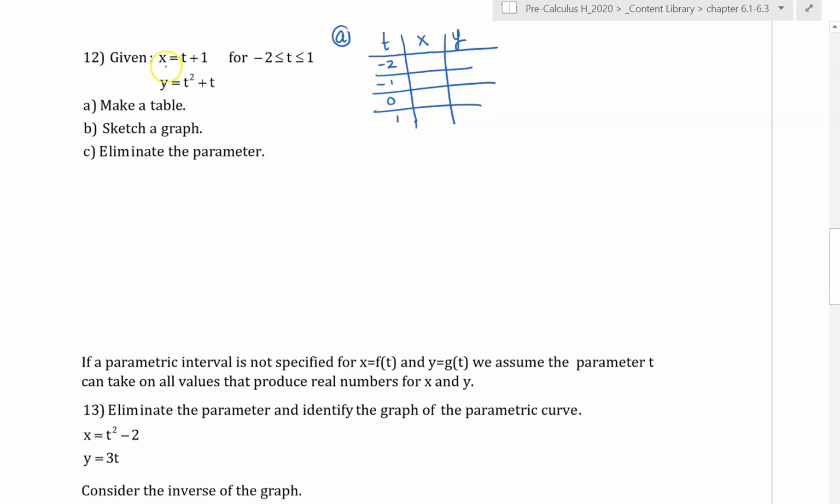So notice x is t plus 1. So I'm going to add 1 to all the t values to get my x value. Then y is t squared plus t. So for the y values, I'm going to take whatever t is, and I'm going to square it, and then I'm going to add t.